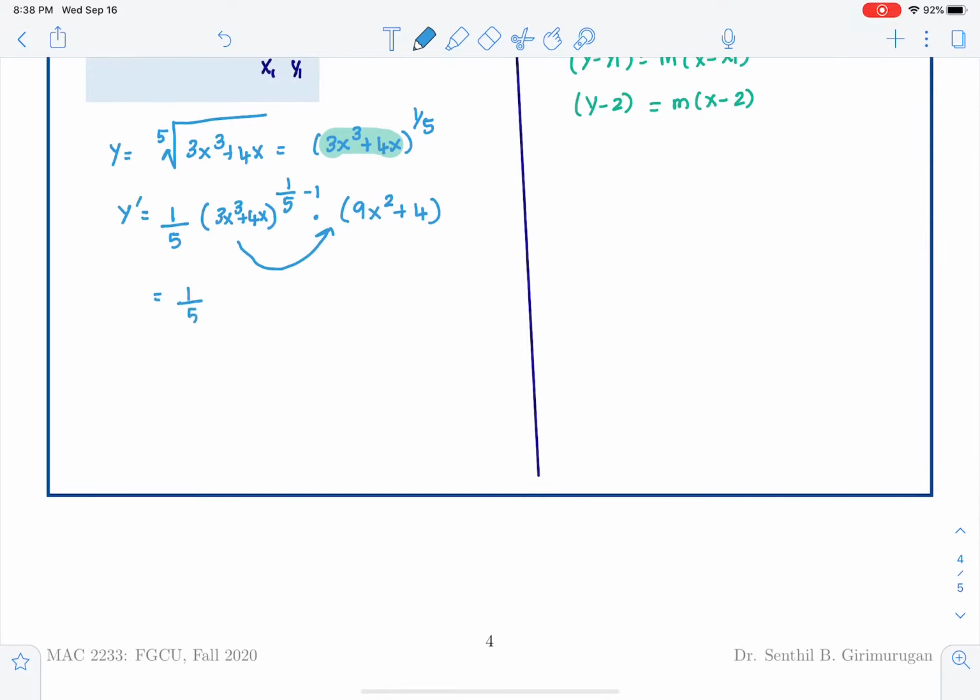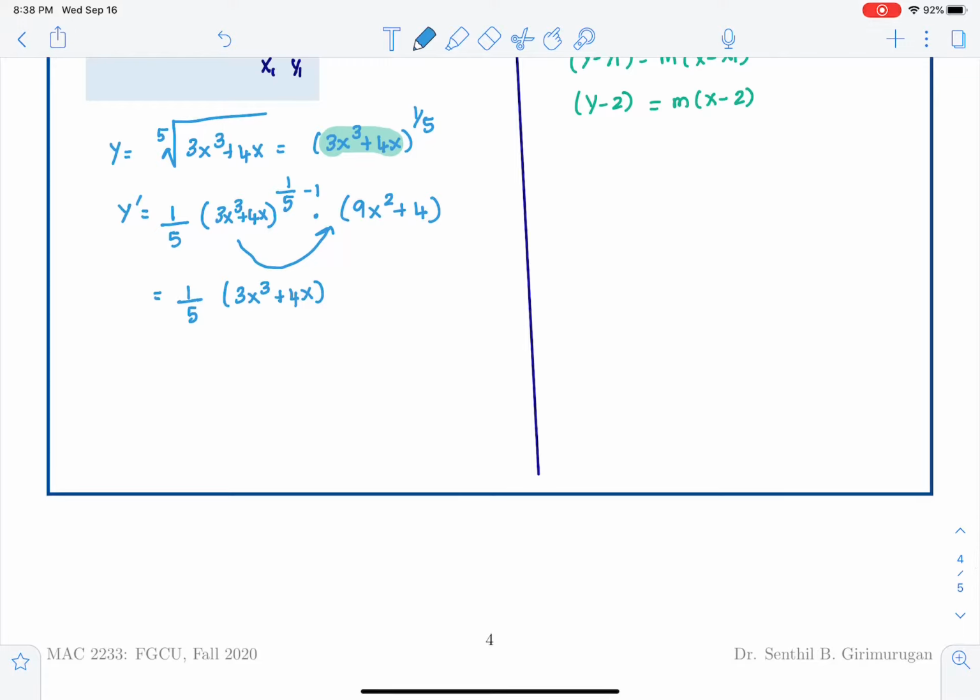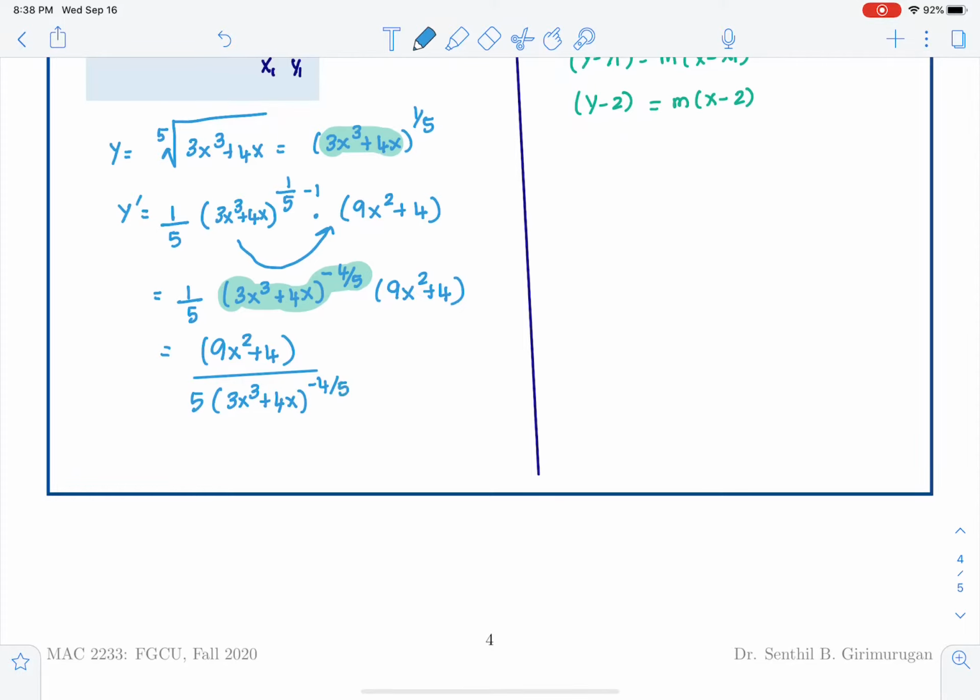So we have 1 over 5, 3x cubed plus 4x, raised to 1 over 5 minus 1, which is minus 4 over 5. I can move the term in the middle to the denominator, so I would have 9x squared plus 4 divided by 5 times 3x cubed plus 4x raised to negative 4 over 5.